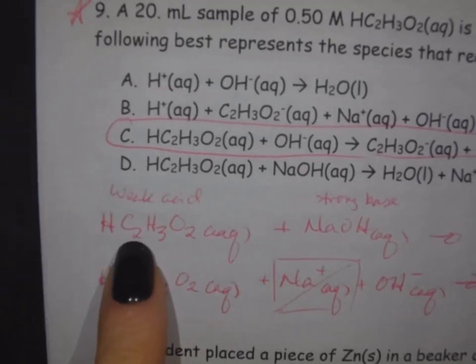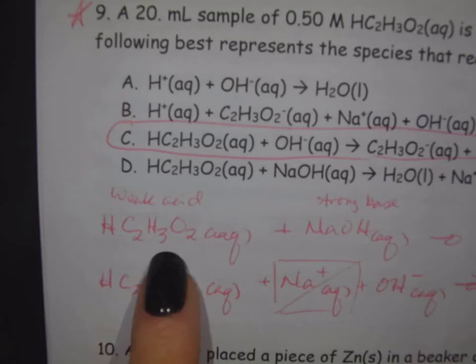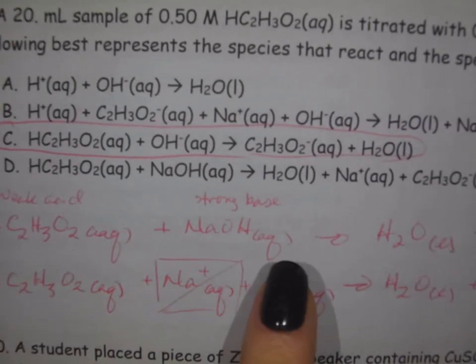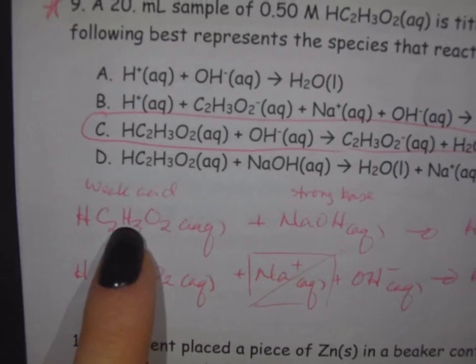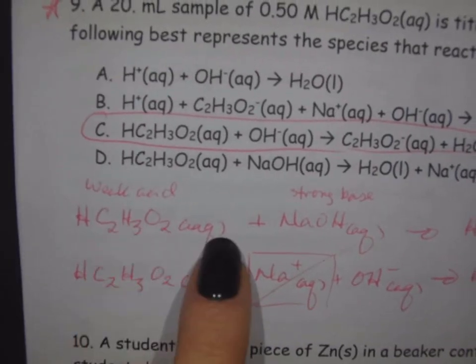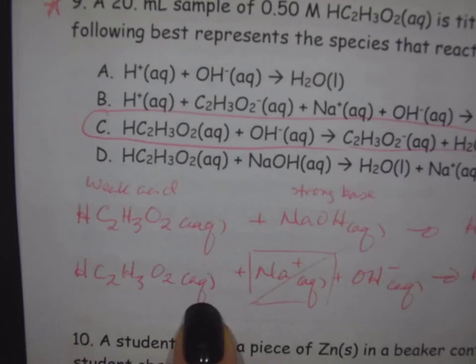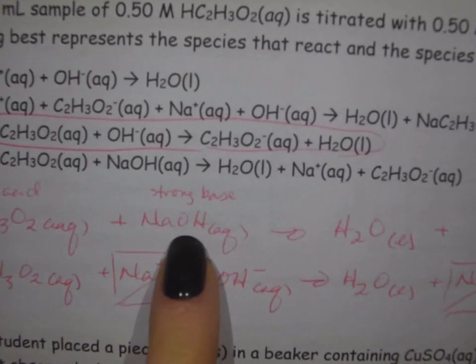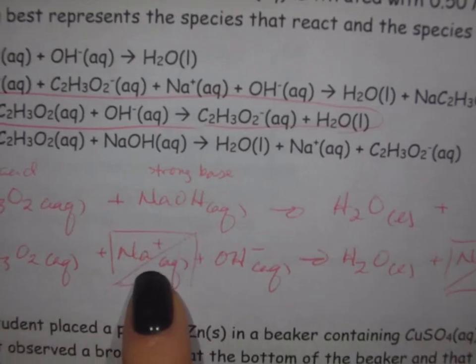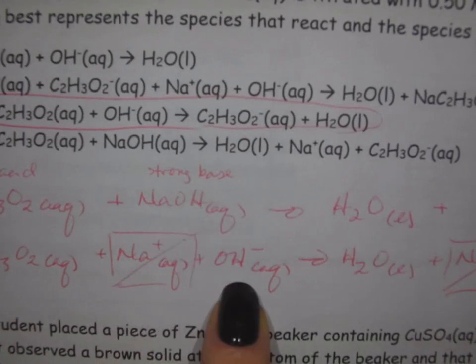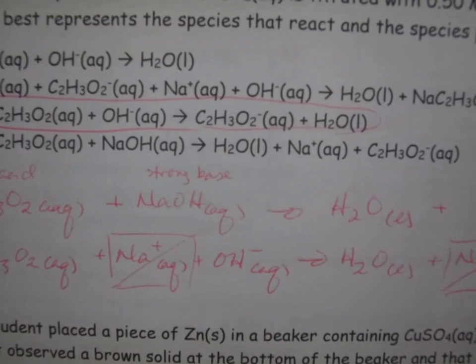But HC2H3O2 is a weak acid. Sodium hydroxide is a strong base. And so when an acid or a base is weak, even though it says aqueous, we don't break it apart. But when an acid or a base is strong, then we do break it apart. So this would break apart into sodium plus and OH minus aqueous.